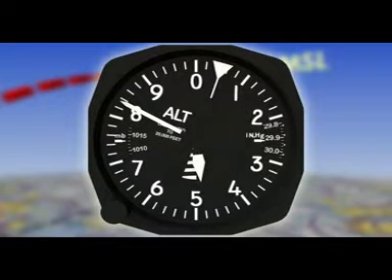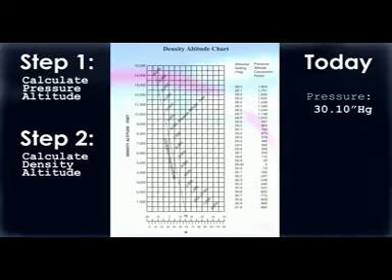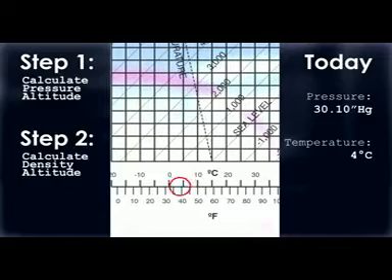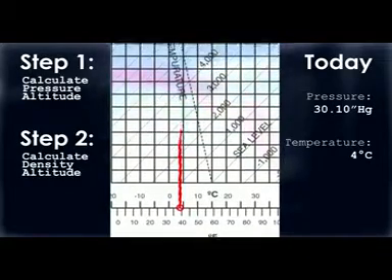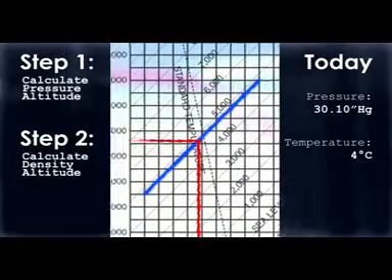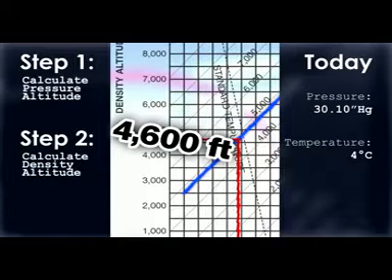Now that we have our pressure altitude, we need to correct for non-standard temperature, giving us our density altitude. Let's say that the current outside temperature reading of the air is about 4 degrees Celsius. Starting at the bottom of the chart, find the 4-degree mark. Next, follow the vertical lines upward until we intersect the diagonal pressure altitude of 4,835 feet. Then, follow the horizontal lines to the left edge and read the altitude. That would result in the approximate altitude of 4,600 feet.